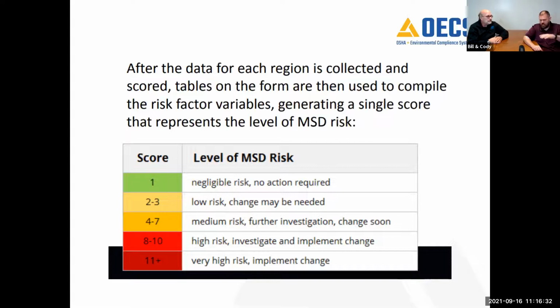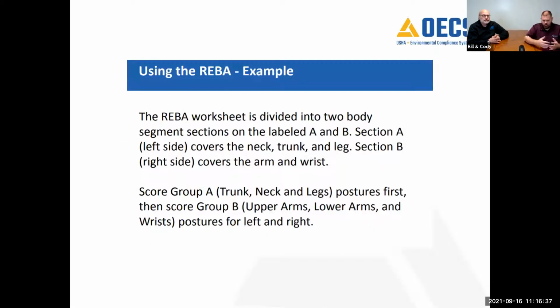Yep. So we'll break this down a little bit further. Like Bill had said, you've got section A and section B on there. Section A covers the neck, trunk, and leg area, so the main sector of your body. Then section B on the right side covers the arm and wrist. Where is that placement? And then we'll score each one of those.